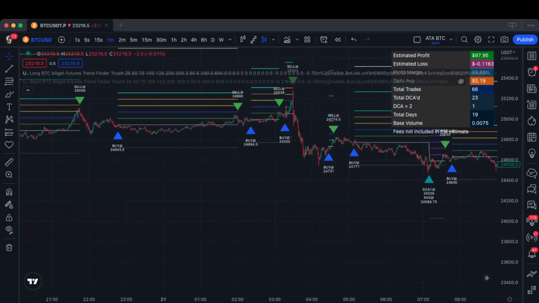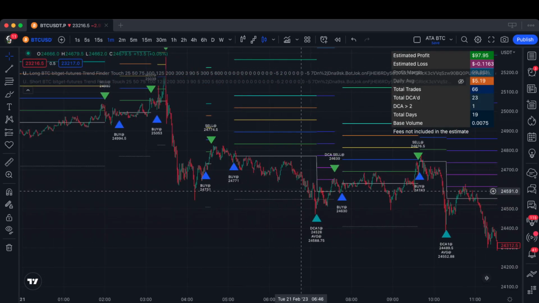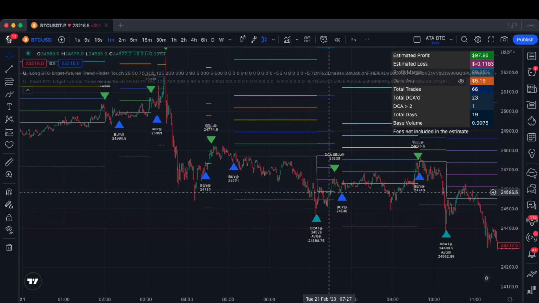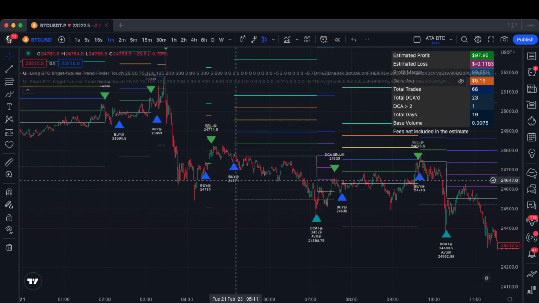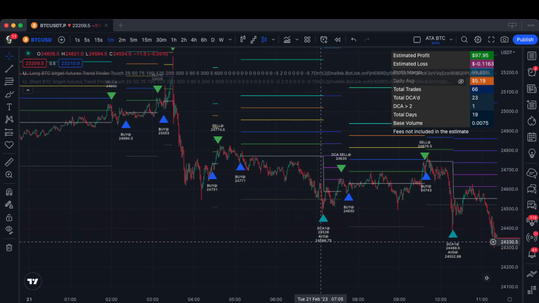So you can see here it took its long, and the market went against it. It chose to DCA, buying more, right? Here's your white line. That moved your entry down closer. So we bought it at 24,771. We DCA'd, or dollar cost averaged, at 24,528, giving us a total average of 24,588.